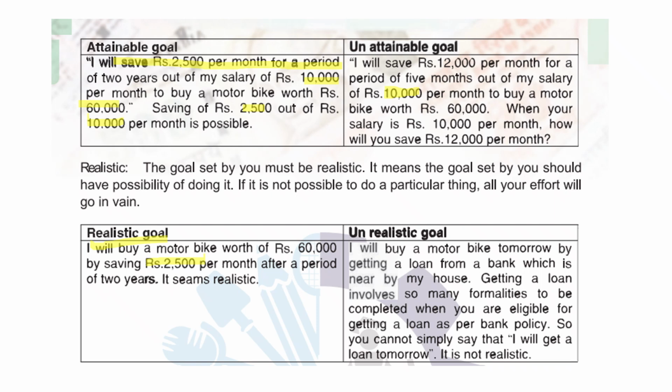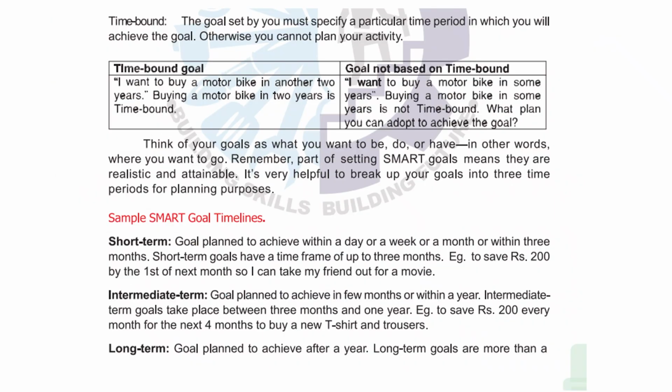क्या आपको एक दिन में लोन मिल जाएगा? और मिल भी जाएगा तो आप एक ही दिन में मोटरबाइक खरीद लोगे? Getting a loan involves so many formalities to be completed when you are eligible for getting a loan as per bank policy. So you cannot simply say that I will get a loan tomorrow. It's not realistic, okay? Then a goal should be time bound. For example, I want to buy a motorbike in another 2 years. You know when you want to buy: in 2 years. But non time bound is I want to buy a motorbike in some years. Don't define some years. It should all be measurable and time bound. Okay?